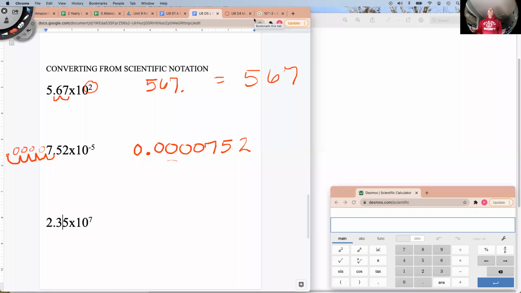And now one last example, ladies and gentlemen. So this example here says 2.35 times 10 to the 7th, which means we're going to move the decimal place 7 times. Is this going to be a big number or a small number? Well, since it's a positive, it's going to be a big number. So we move the decimal place 7 times. I'm going to rewrite my number right here.